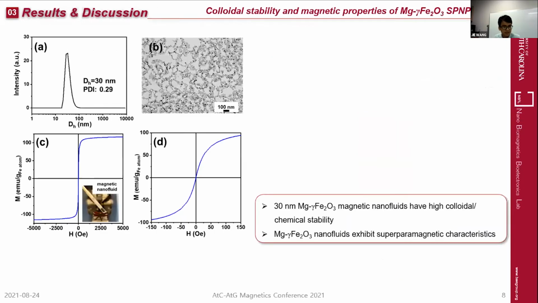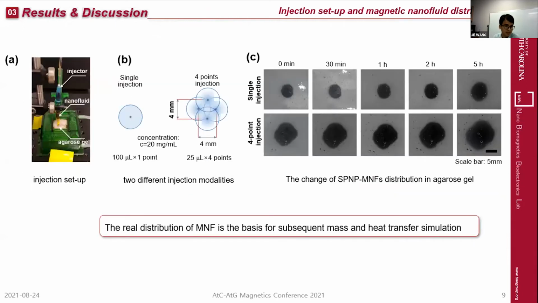After synthesizing the magnetic nanofluid, the particle size, particle distribution, and magnetic properties were characterized. The particle size is around 30 nanometers and the particle distribution from TEM is very homogeneous. This magnetic nanofluid shows superparamagnetic characteristics, which is a requirement for our next in vivo experiments. Here is the injection setup and the injection modalities, using single point injection and 4 point injection.